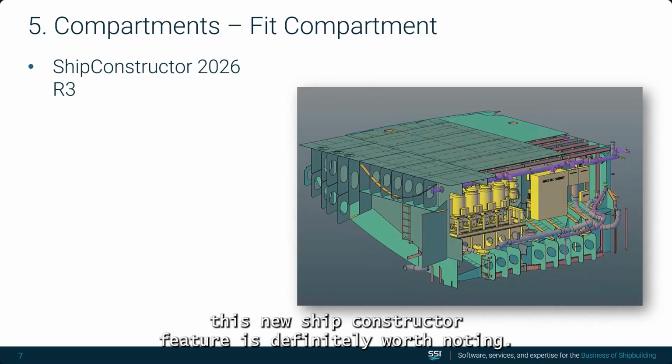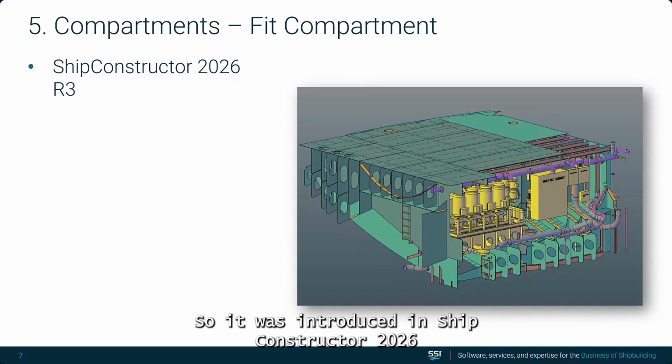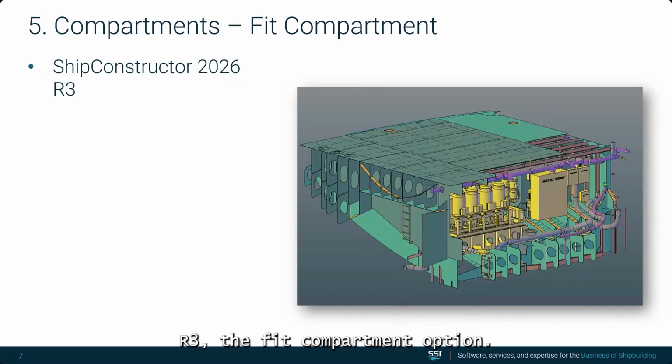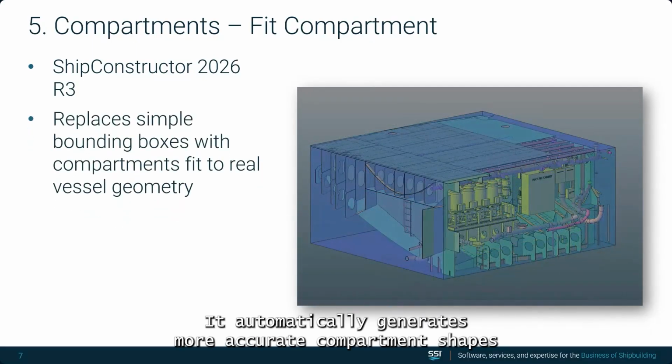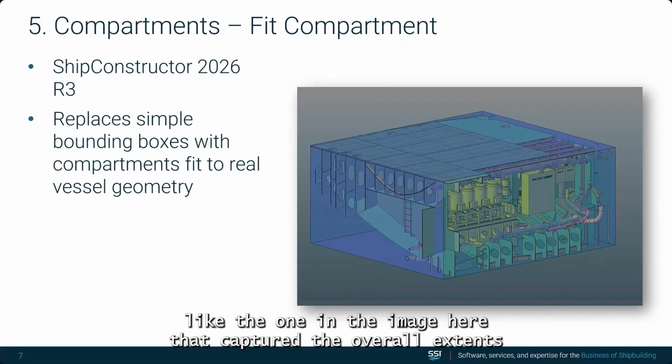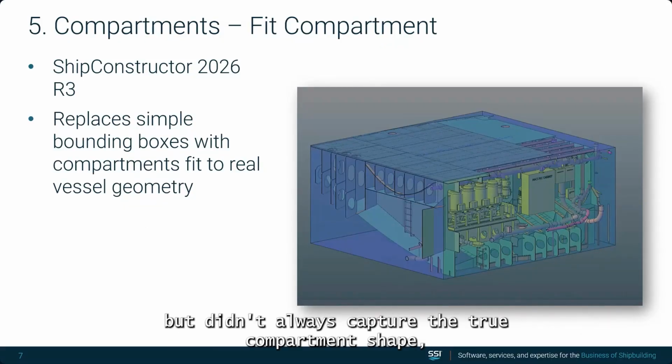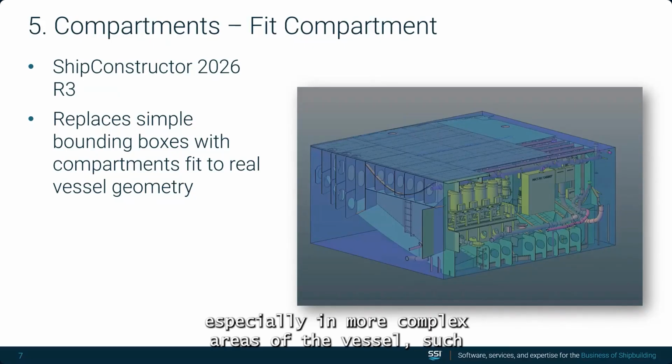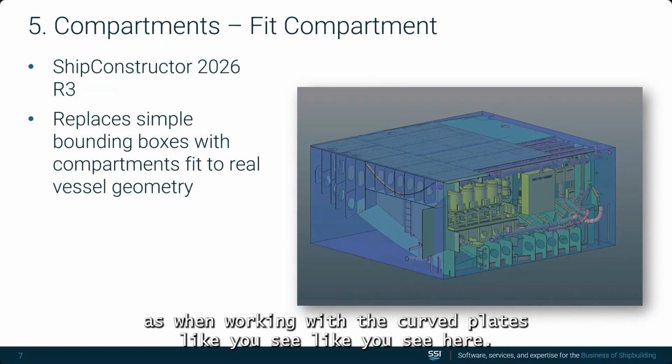If you're a user of compartments already or are interested in using compartments, this new ShipConstructor feature is definitely worth noting. It was introduced in ShipConstructor 2026 R3, the Fit Compartment option. It automatically generates more accurate compartment shapes from the selected objects. Previously, selecting objects created a single bounding box like the one in the image here that captured the overall extents, but didn't always capture the true compartment shape, especially in more complex areas of the vessel, such as when working with the curved plates like you see here.